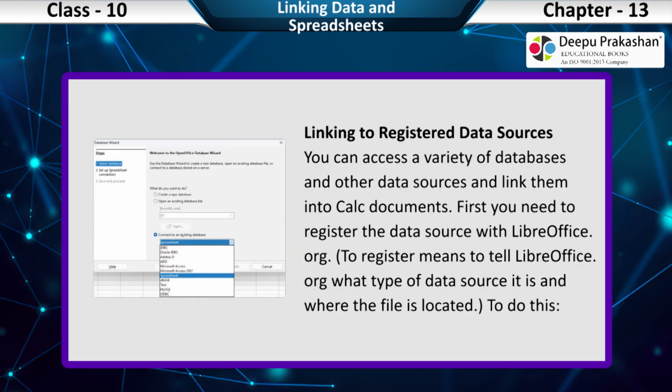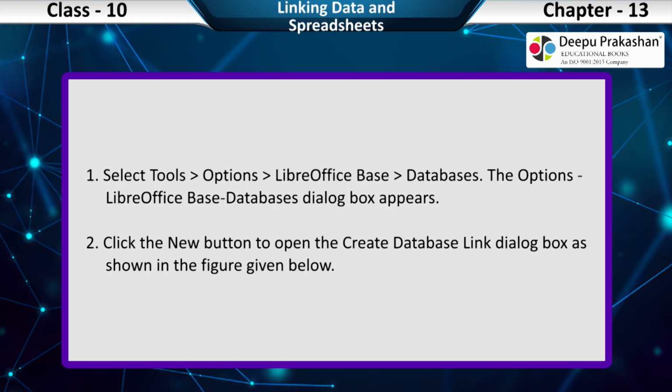Linking to registered data sources. You can access a variety of databases and other data sources and link them into Calc documents. First, you need to register the data source with LibreOffice. To register means to tell LibreOffice what type of data source it is and where the file is located. To do this, 1. Select Tools, Options, LibreOffice Base, Databases. The Options LibreOffice Base Databases dialog box appears. 2. Click the New button to open the Create Database Link dialog box as shown in the figure given below.